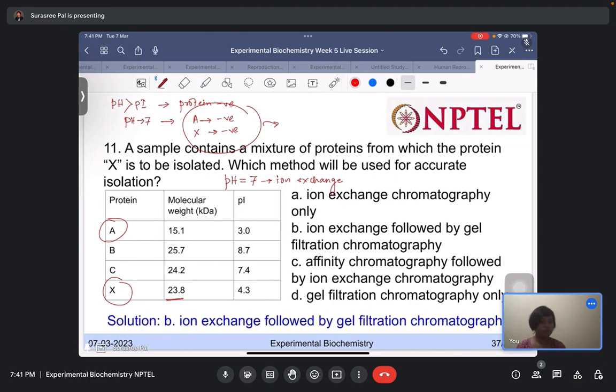Now, B and C, these 2 proteins, will be positively charged at pH 7, so they will be coming out in the flow through.